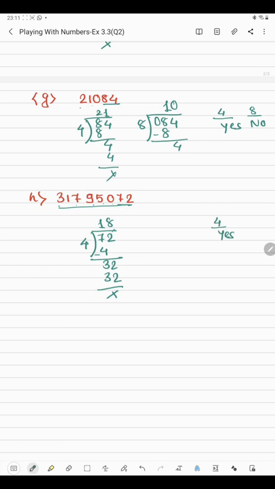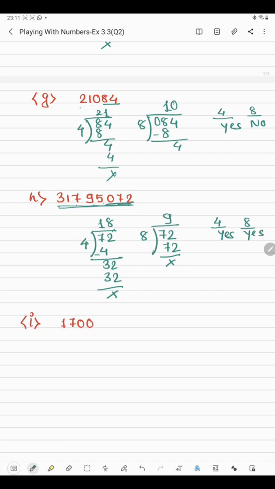Now to check the divisibility by 8, we need to take the last 3 digits, in which we have 072, or we can say 72. Okay. So here if you divide by 8, then we have 8 9s are 72. So we'll write, since 72 is divisible by 8, that means this whole number will be divisible by 8. Okay. So here it will be yes.